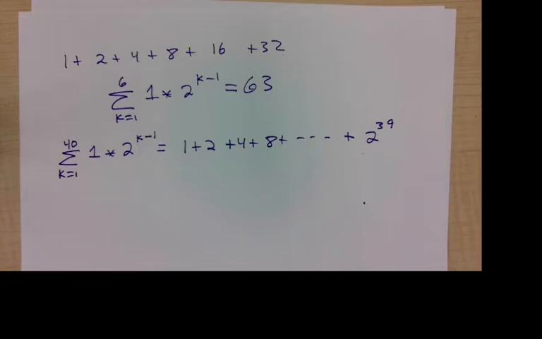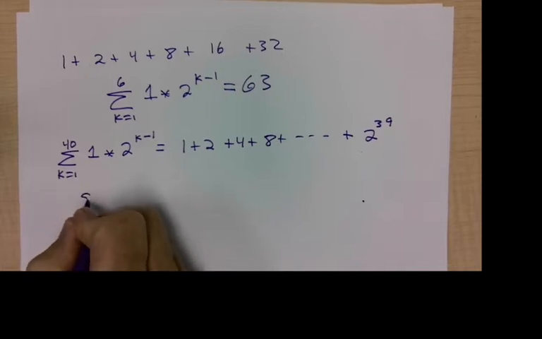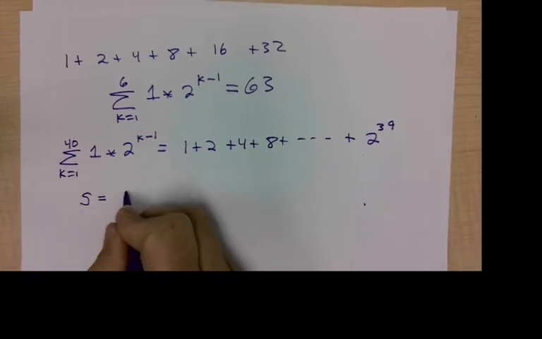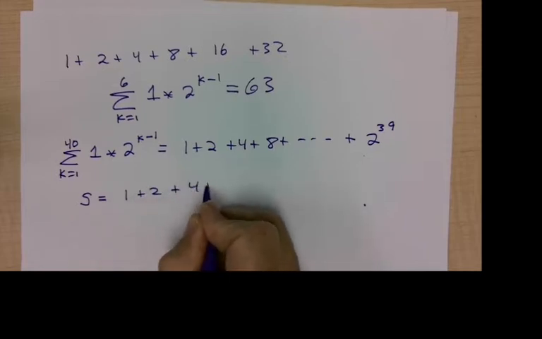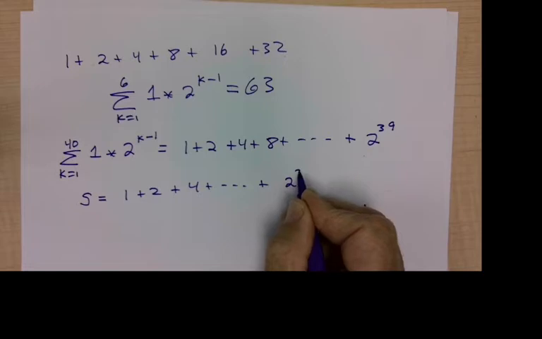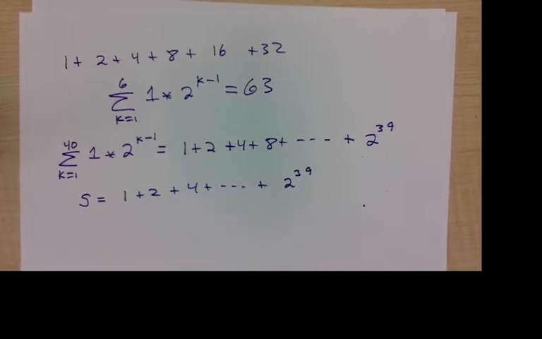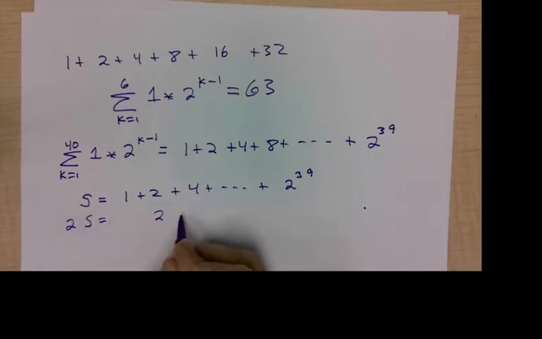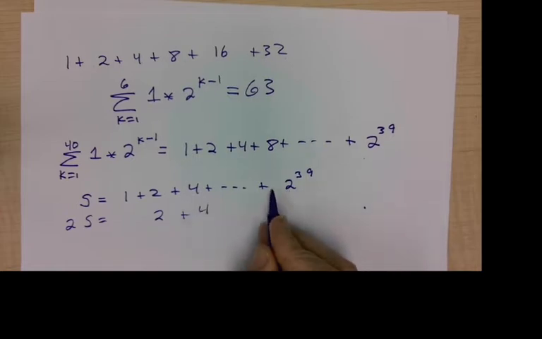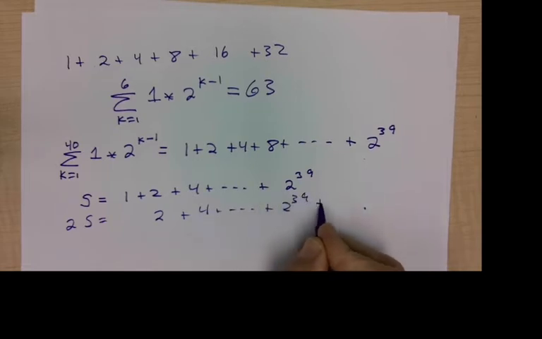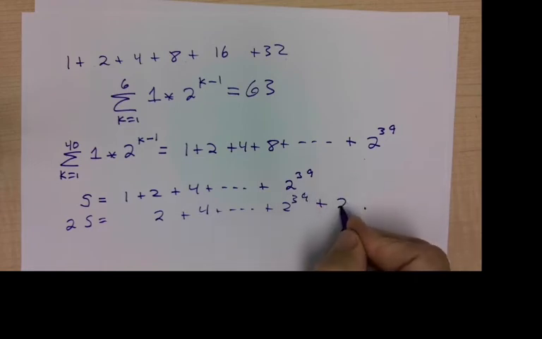So the sum of the first 40 terms, which I'm going to call S, is going to equal 1 plus 2 plus 4 plus dot dot dot plus 2 to the 39th. And to figure out what S is, I'm going to multiply both sides by the common ratio. So what would 2S be? Well, 2 times 1 is 2. 2 times 2 is 4. The one before 2 to the 39th is 2 to the 38th. If I multiply 2 to the 38th times 2, that'll give me 2 to the 39th. And if I multiply 2 to the 39th times 2, I get 2 to the 40th.